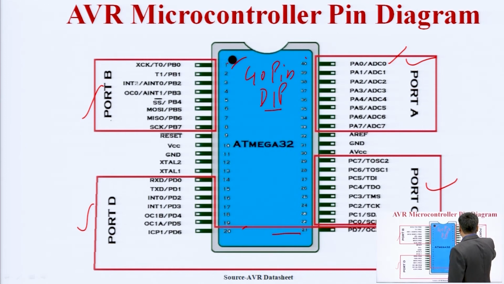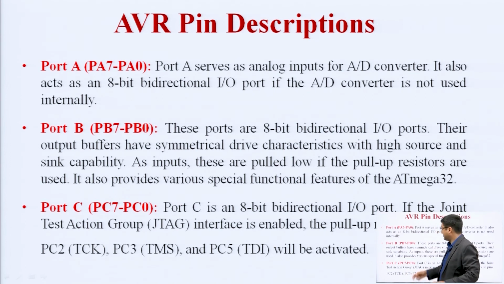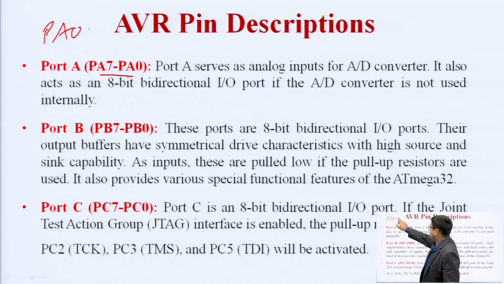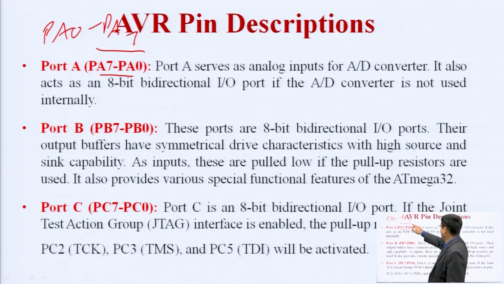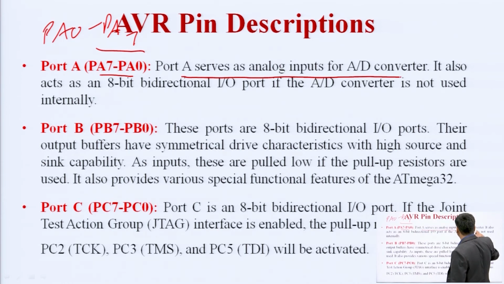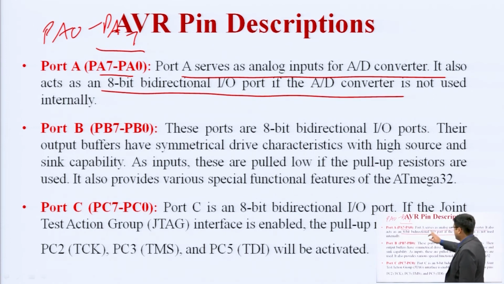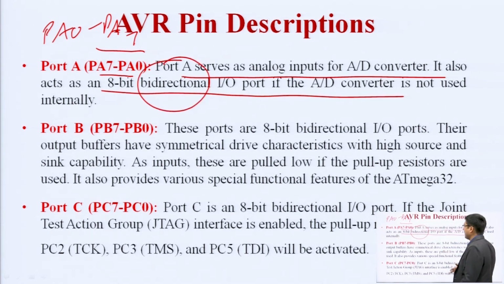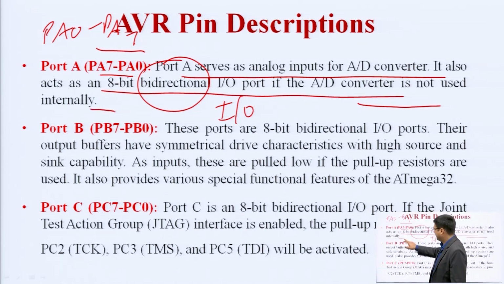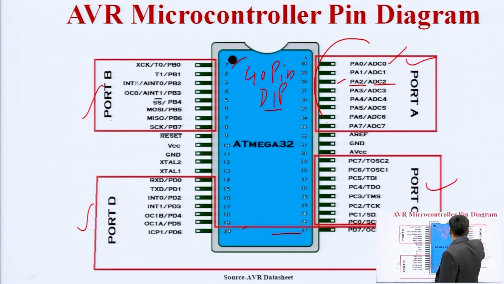For example, if we look at this pin, it is dedicated to PA2/ADC2. Let us explain all of it. Port A has 8 pins, varying from PA0 to PA7. Port A serves as analog inputs for the A to D converter, and it also acts as an 8-bit bidirectional input output port. That is, it can be configured as an input as well as an output. If the A to D converter is not used internally, this works as port A.